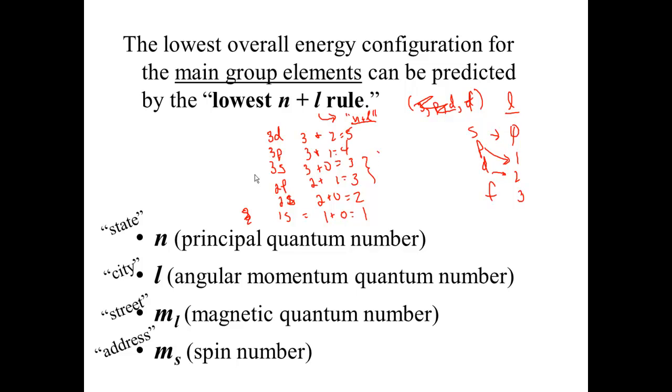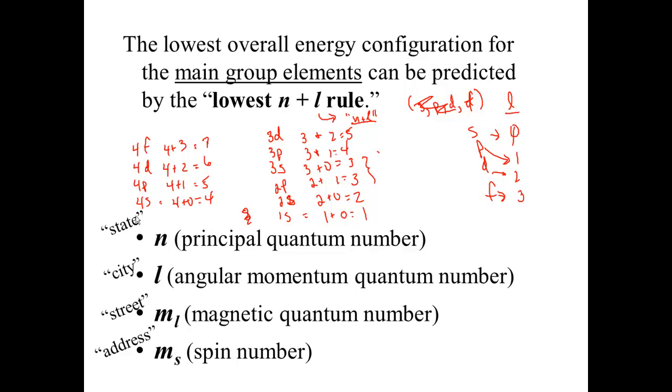I'm going to go ahead and do just a few more to show you something that we're actually going to hit for sure on Friday. 4s would be what? 4 plus 0. 4p would be 4 plus 1. 4d would be 4 plus 2. 4f would be 4 plus 3. Okay, so here's the deal.